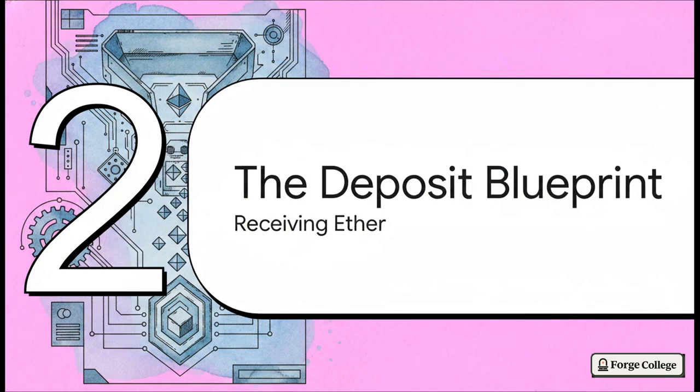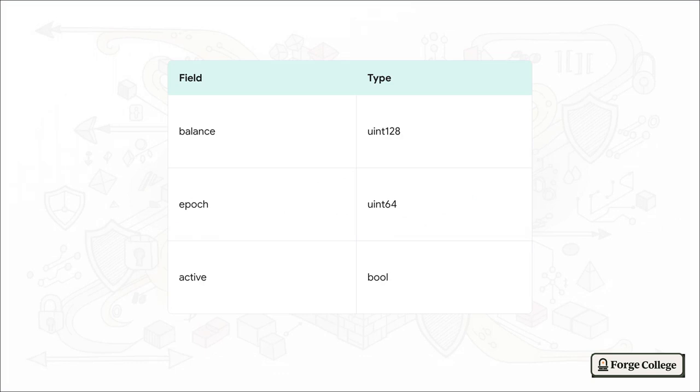Moving on to Section 2, the deposit blueprint. Let's zoom right in on the deposit chute of our blueprint. Now take a look at how we've engineered our data structure here. This table outlines our account struct, which is essentially a custom data container. Instead of using massive default data sizes, we are tightly packing specific variables. We're using a uint128 to track the balance, a uint64 for an epoch state counter, and a simple boolean just to mark the account as active.